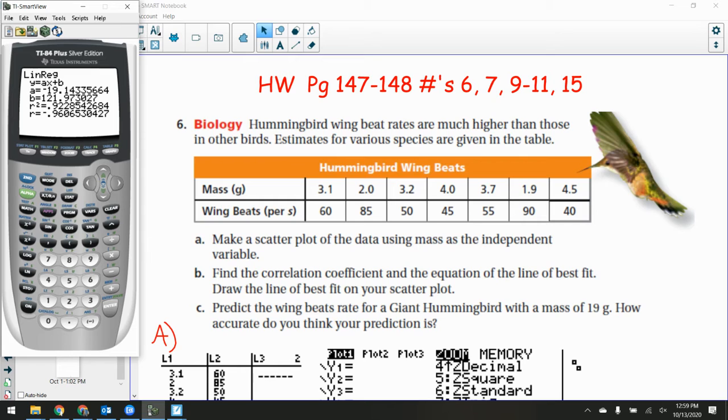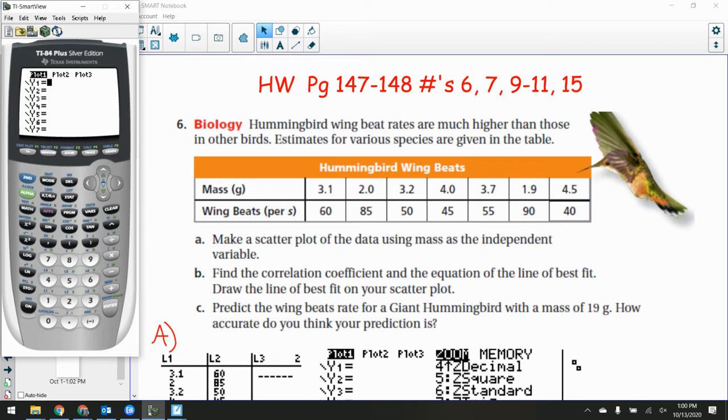Okay, now let's get that line on my scatter plot. So you go to your y equals. Remember, you always start with your y equals in this step. A lot of people forget to start in your y equals, and now you have to put in your equation.